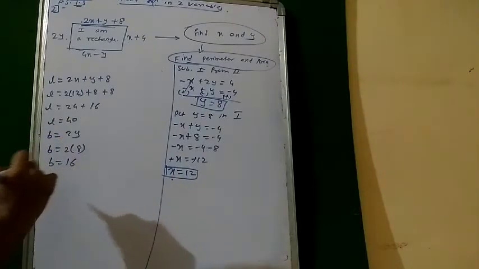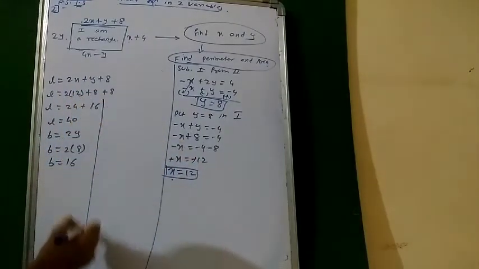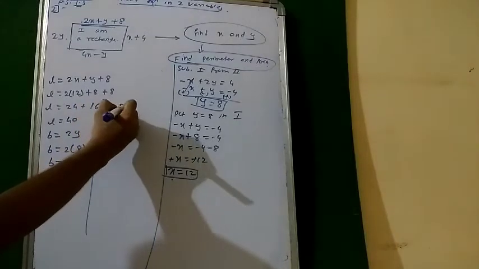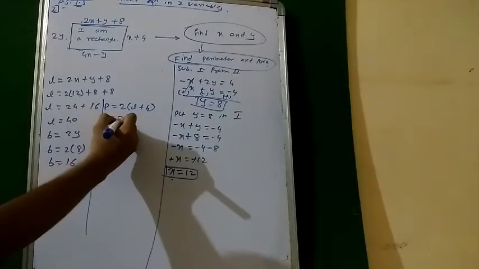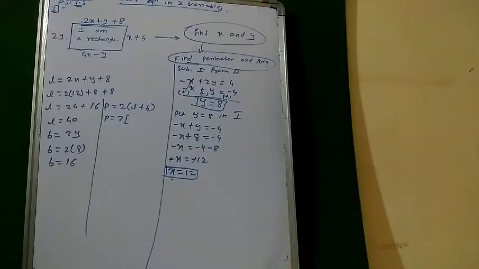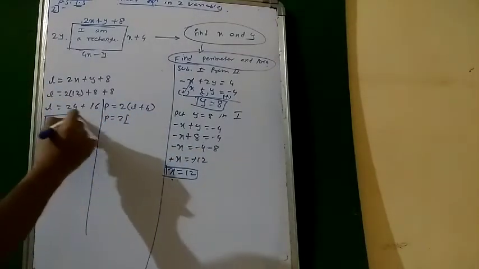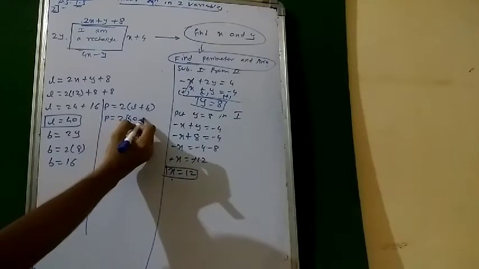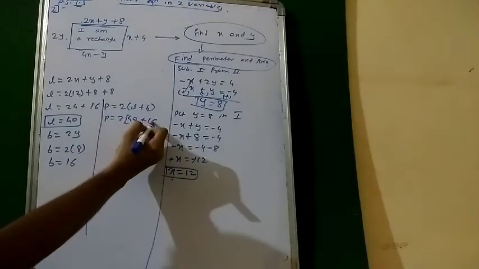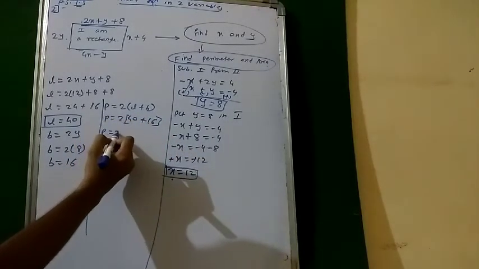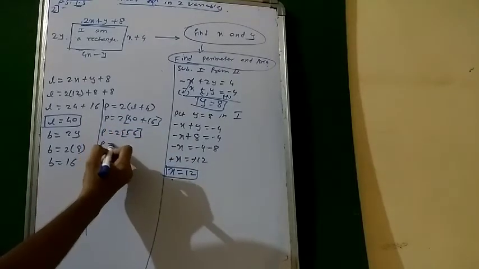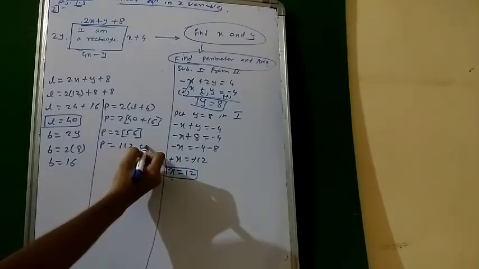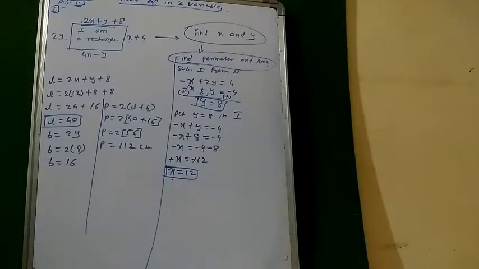Now we need to find the perimeter. Perimeter is equal to 2 bracket L plus B. What is the value of L? L is 40 and B is 16. So perimeter is 2 into 40 plus 16, which is 56. So it is 112 centimeters. When we multiply 2 by 56, we get 112.